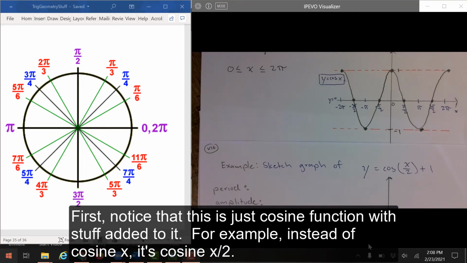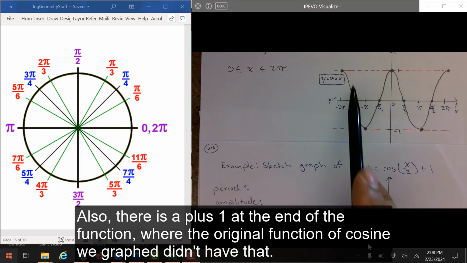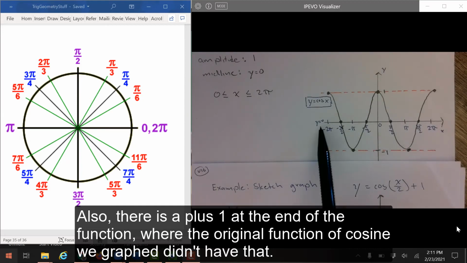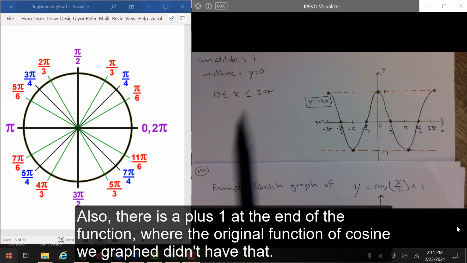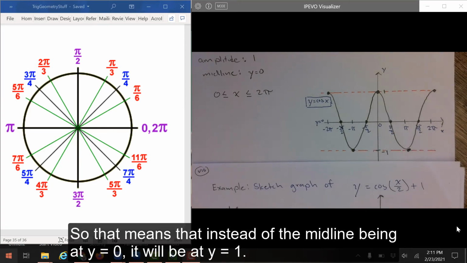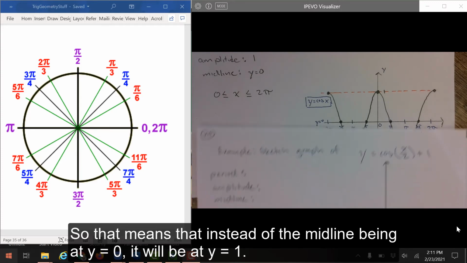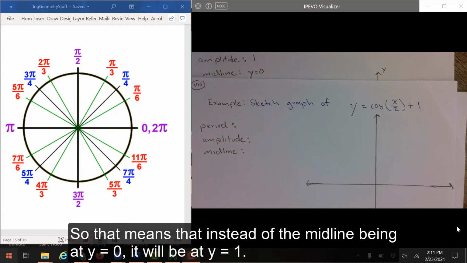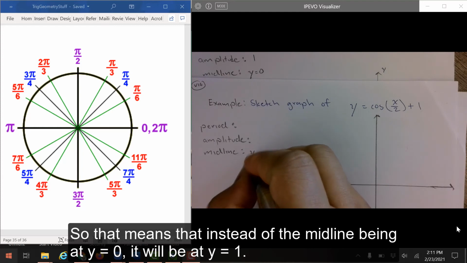First, notice that this is just the cosine function with stuff added to it. For example, instead of cosine x, it's cosine x over 2. Also, there's a +1 at the end of the function, where the original cosine function we graphed didn't have that. So that means instead of the midline being at y equals 0, it will be at y equals 1. So let's draw that.